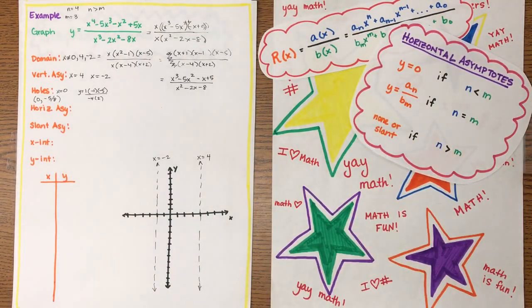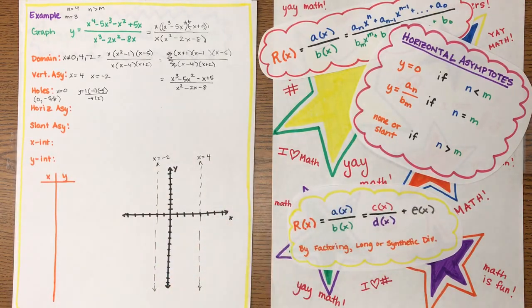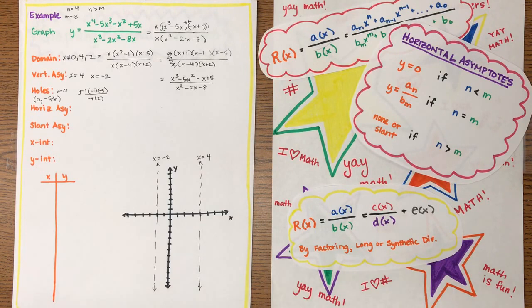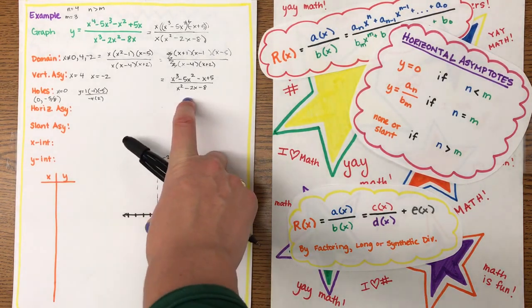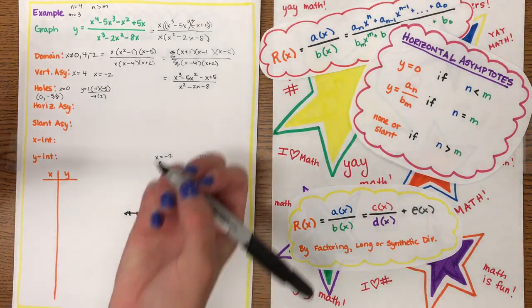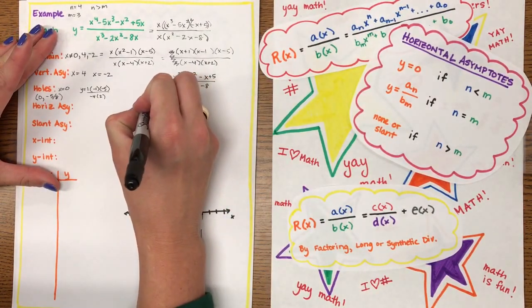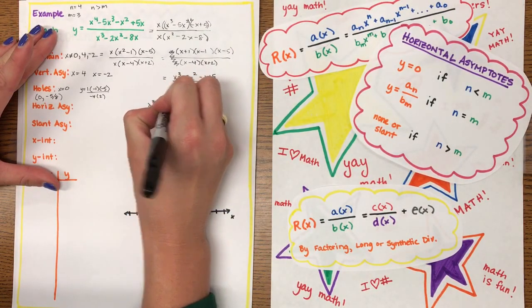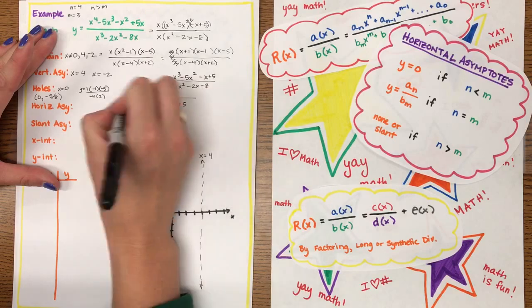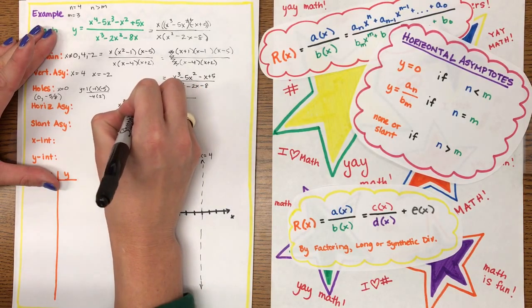When we have the numerator a higher degree than the denominator, we need to simplify this equation by factoring, long, or synthetic division. I already factored to simplify as much as I could, so now I need to use long or synthetic division. In this case, my denominator is not set up to do synthetic division, so I'm going to need to do long division. So I'm going to start that by writing out my numerator, x cubed minus 5x squared minus x plus 5, divided by my denominator, which is x squared minus 2x minus 8.